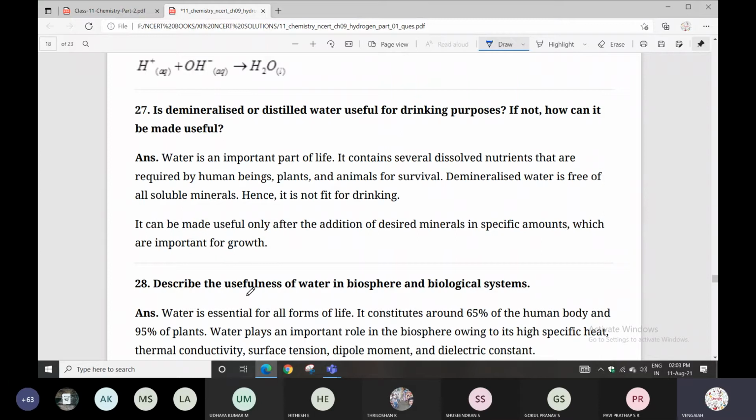Some purified waters, like mineral water, have minerals added. Some water, like RO water, is purified with exchange of cations and anions, but with some techniques they add extra minerals during purification. So the question asks if demineralized or distilled water is useful for drinking. It is not, because it has no minerals, but after adding minerals you can take it for drinking purpose.